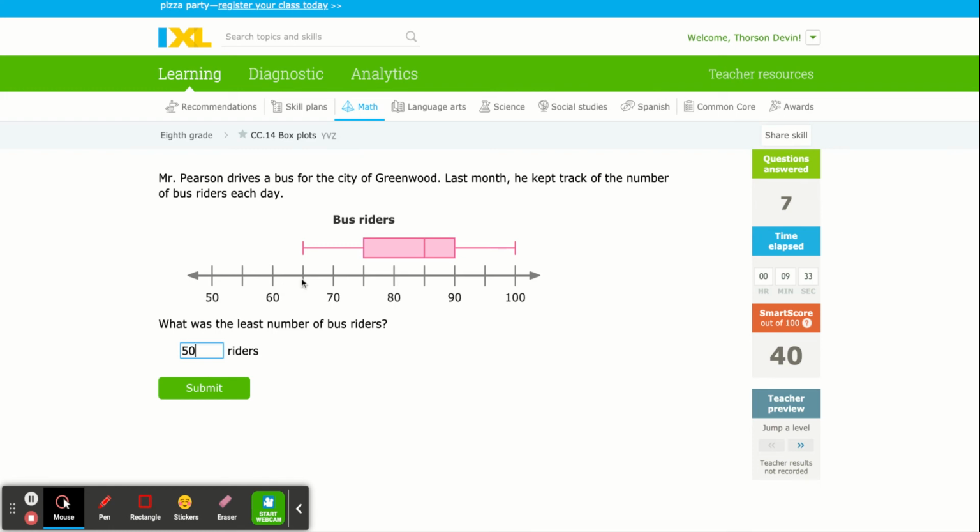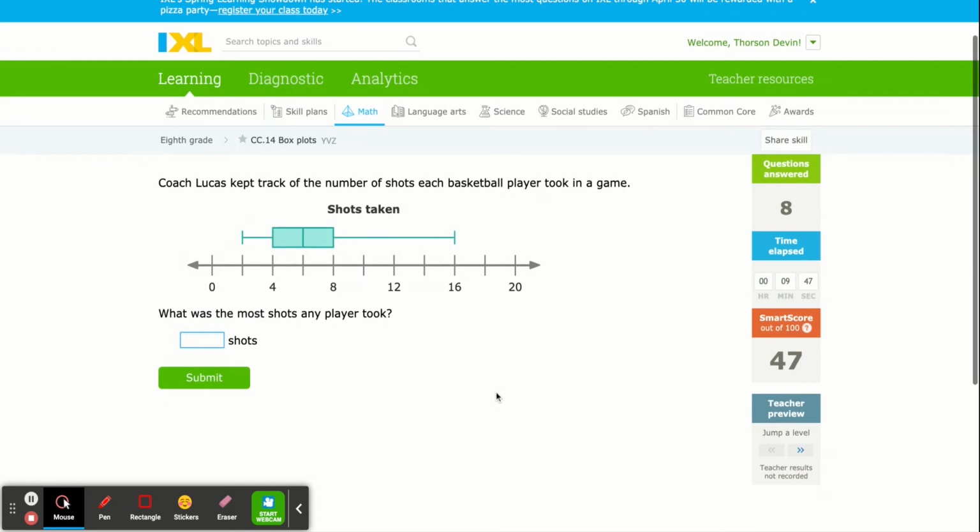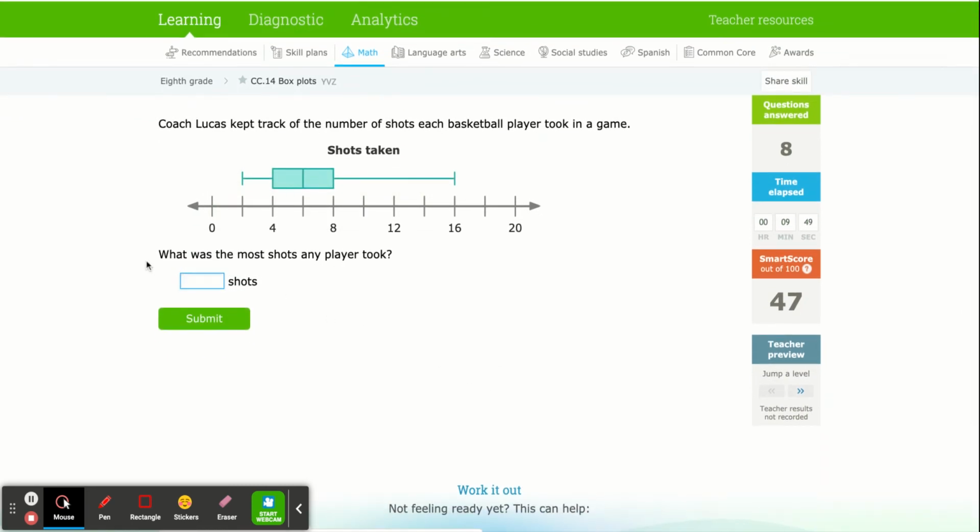Again, 60, 50, not 50. I almost did it again. 60, 65, 70. It's 65. Wow, 50, 55, 60, 65, 70. I hope everyone's laughing at home or whoever's watching this. Again, make sure you look at the scaling.